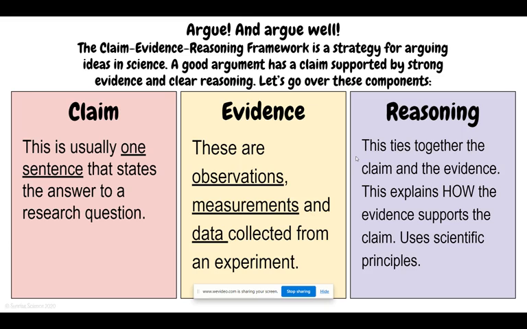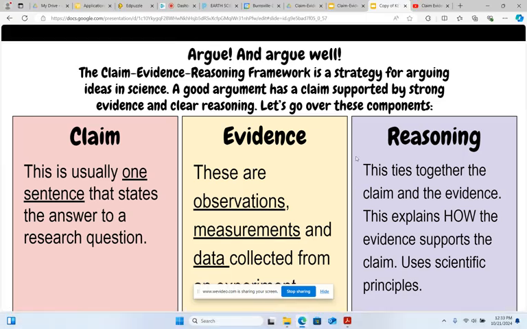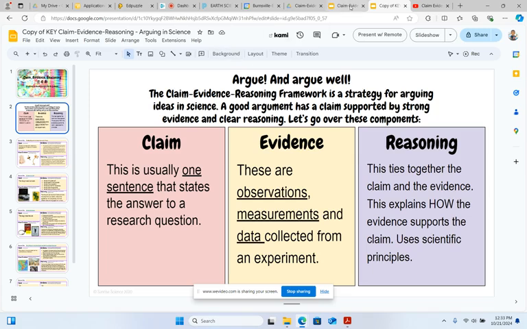Evidence. These are observations, measurements, and data collected from an experiment. And finally, reasoning. Reasoning ties together the claim and the evidence. This explains how the evidence supports the claim, and it uses scientific principles. Again, pause this video as needed to fill this out. I'm going to go back to the original.